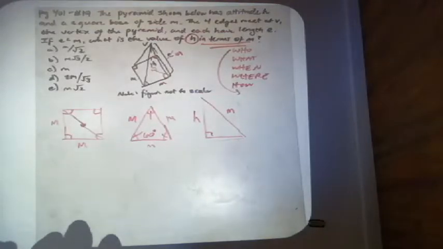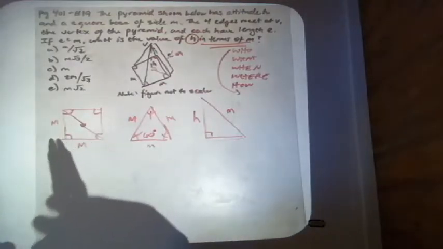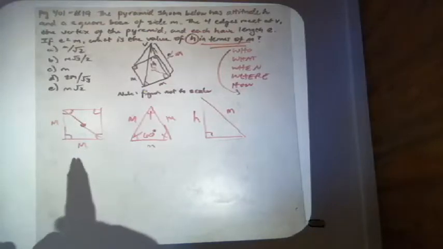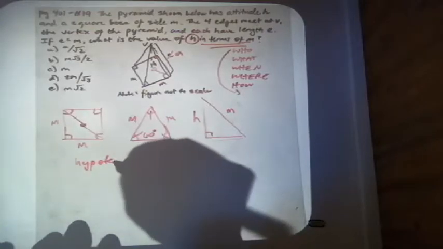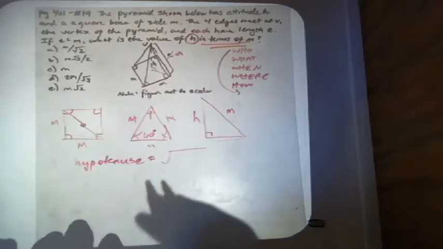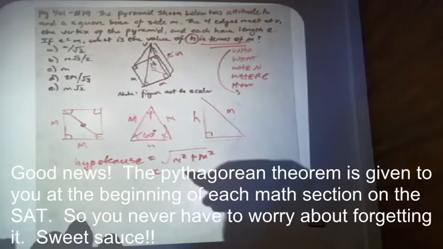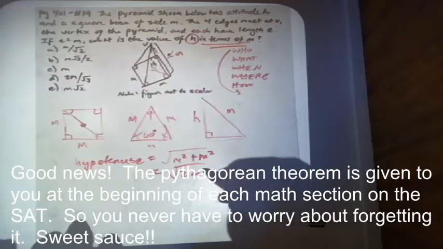So let's do that. In order to find the diagonal here, how can I find it? Well, I can just use the Pythagorean theorem, right? Because we know the triangle has legs m and m. So the hypotenuse, fun to say, hard to spell, but I think I got it right, is going to be equal to the square root of the legs squared: m squared plus m squared, which simplifies to the square root of 2m squared.